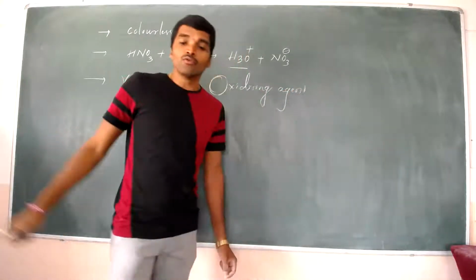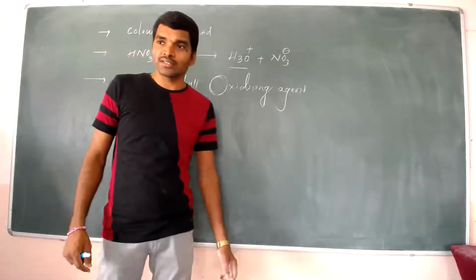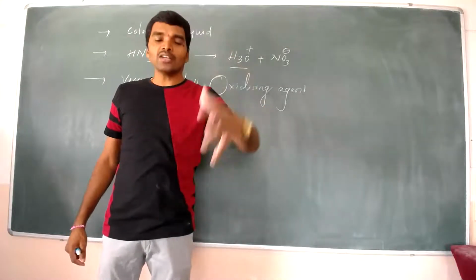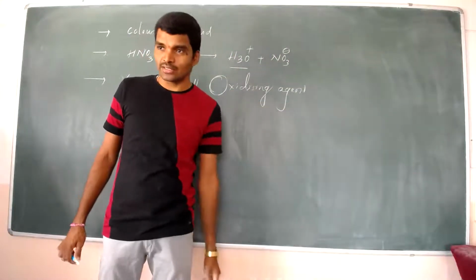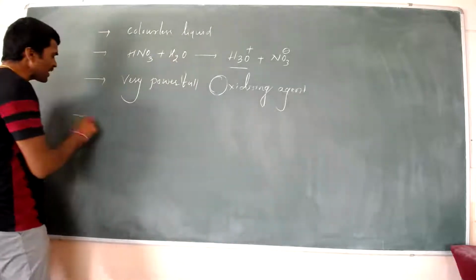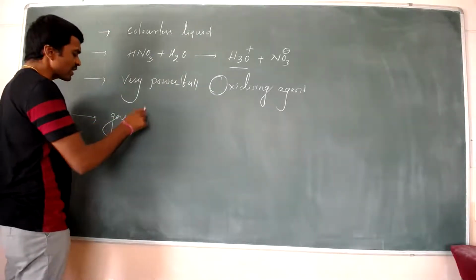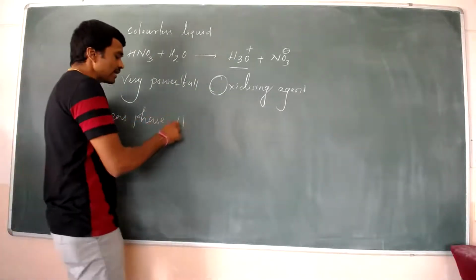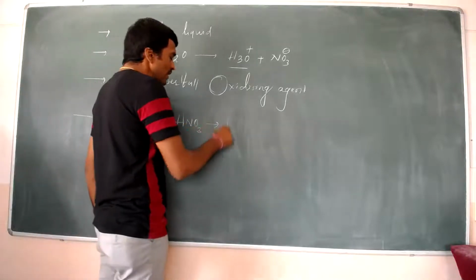Nitric acid is a very powerful oxidizing agent. It oxidizes others, and itself undergoes reduction. In the gaseous phase, nitric acid has a planar structure.